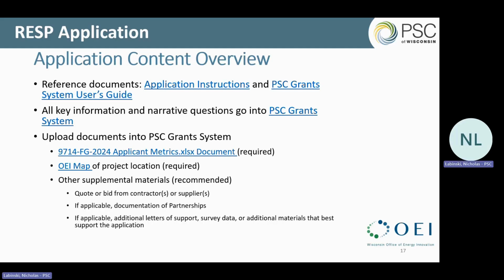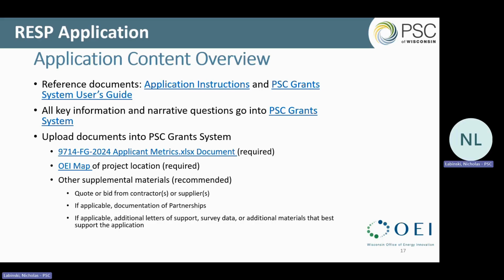So, application content overview. There are two reference documents that are linked on this page: the application instructions and the PSC grant system user guide. The second guide will help guide you through the grant system and answer any questions that you might have about that. And the application instructions cover some of what we're talking about in these videos, but will also provide more depth and necessary information that you will need to know to apply for the Rural Energy Startup Program Round 2.